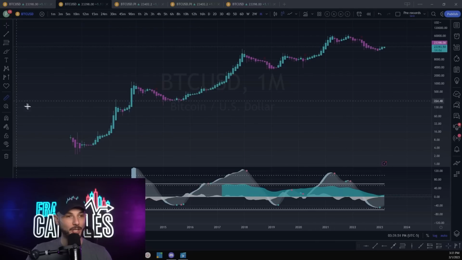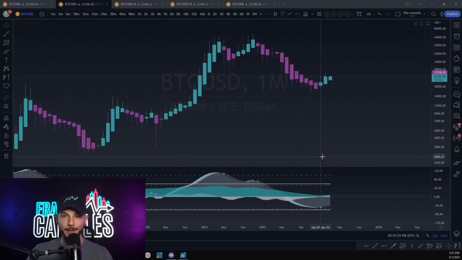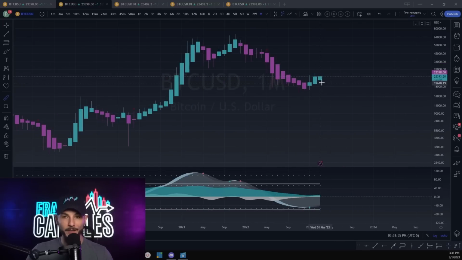And I want you guys to just note here, this is the monthly time frame. So essentially, each one of these candles represents 1 month of price action. So we only print a new candle on the monthly chart one time every month. And you can see right here, we just confirmed this next 1 month candle yesterday. So we have an entire 1 month to print the next candle.